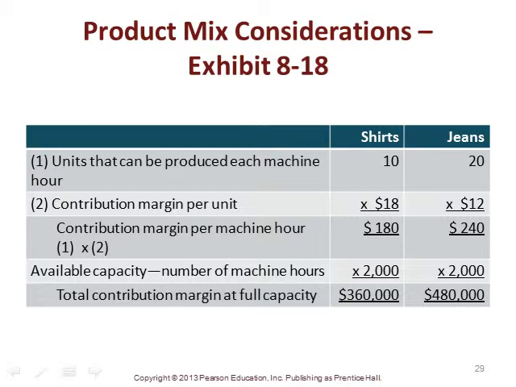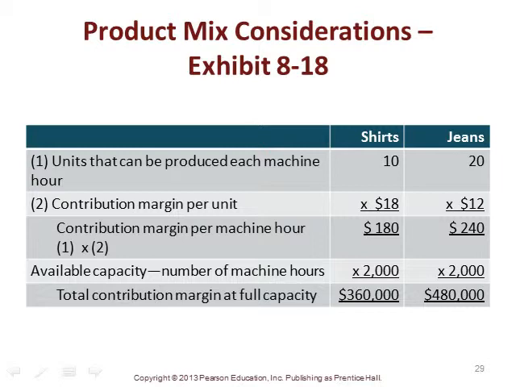The available capacity, or the number of machine hours, is 2,000, right? So we have 2,000 hours for shirts multiplied by the contribution margin per machine hour. We are generating $360,000 total contribution margin at full capacity. If we have 2,000 machine hours applied to the jeans, we're going to generate $480,000 in contribution margin.